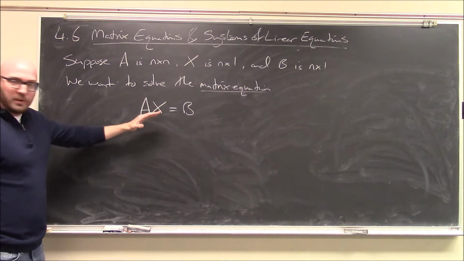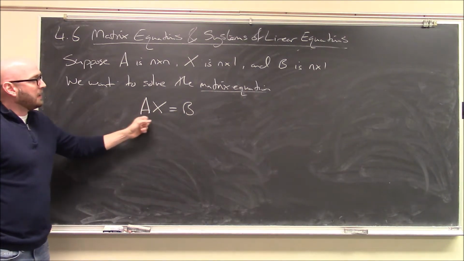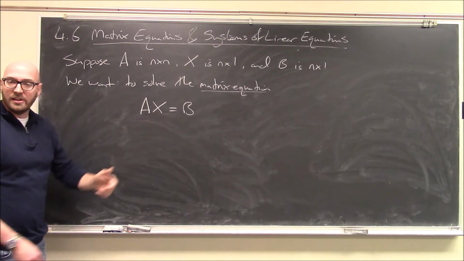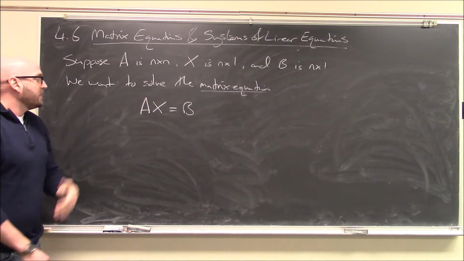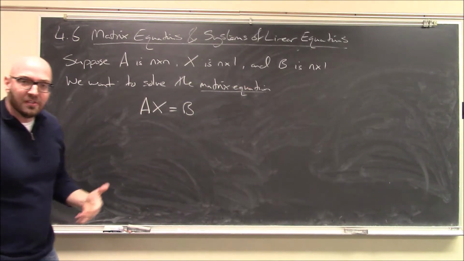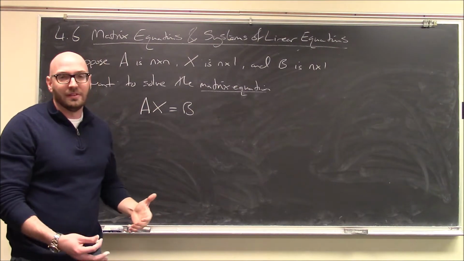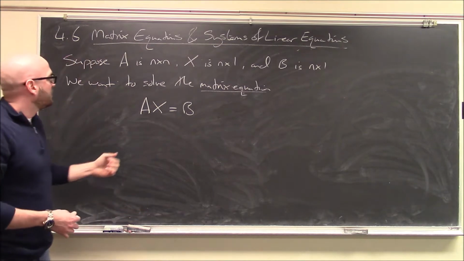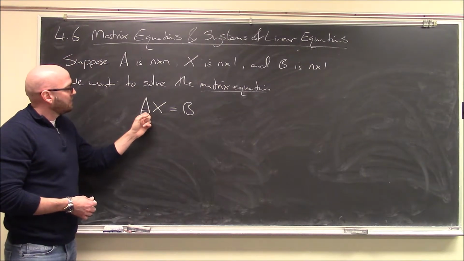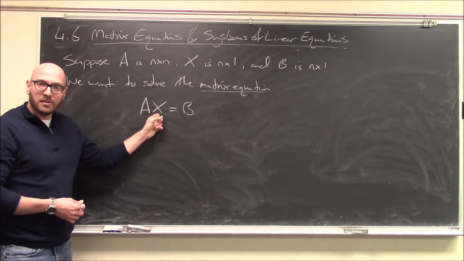Well, if these were just real numbers, you would say, all I need to do is divide both sides of the equation by A, right? That's all you'd have to do. But there is no division with matrices. There's no such thing as division. There's only matrix addition and multiplication, and scalar multiplication as well. So if I can't divide, how do I solve for X?